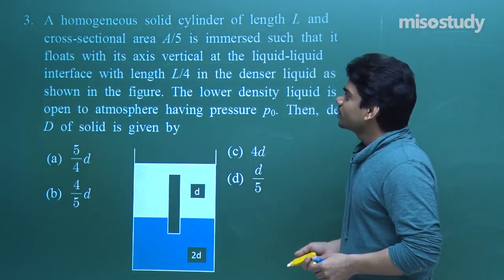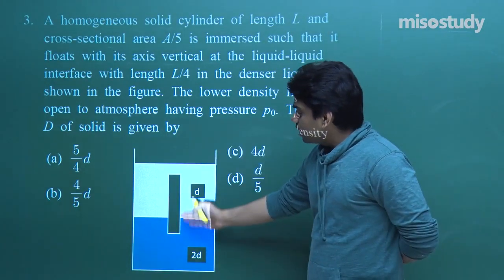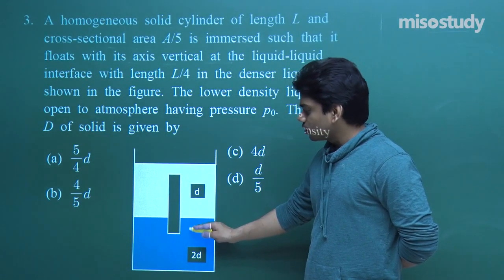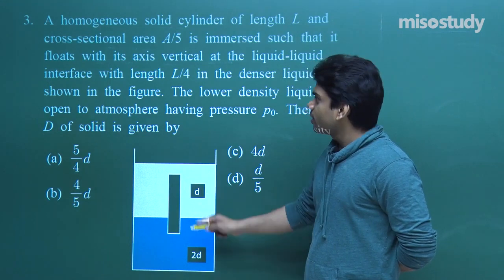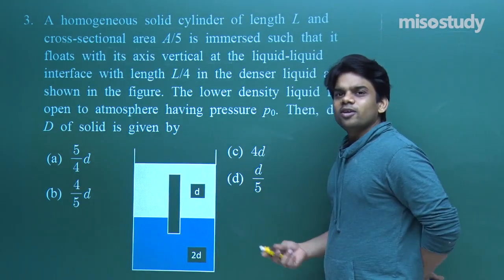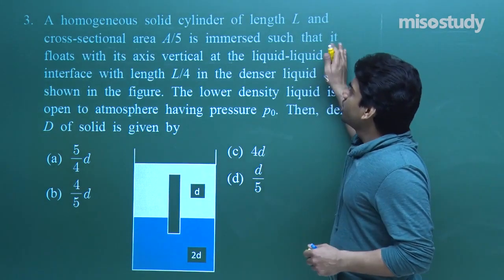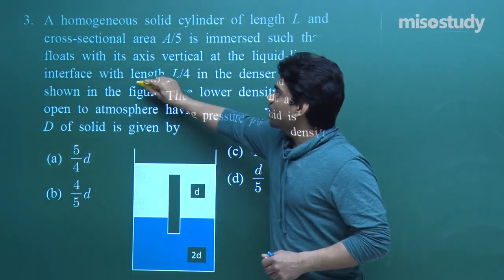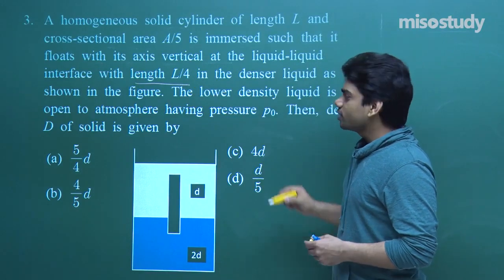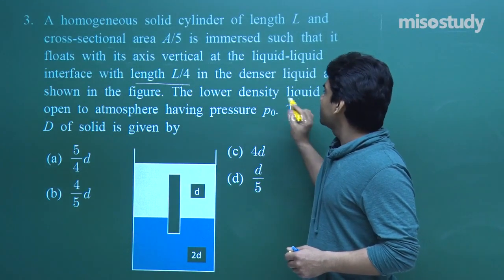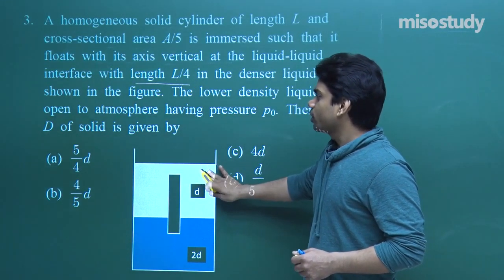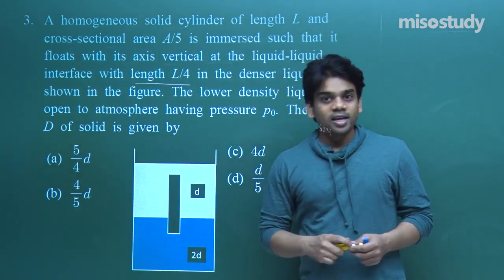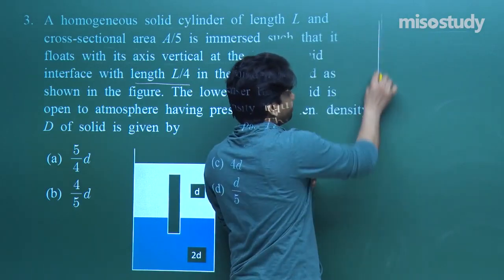How to proceed? It's given that it is a homogeneous solid, its length is L, L by 4 is in the denser liquid, so this length is L by 4 and this length will be 3L by 4. A by 5 is the area of cross section that has been given. It floats with its axis vertical at the liquid-liquid interface with length L by 4 in the denser liquid. As shown in the figure, the lower density liquid is open to atmosphere, having pressure P0. The density D of the solid is given by. Let me show you with the diagram.